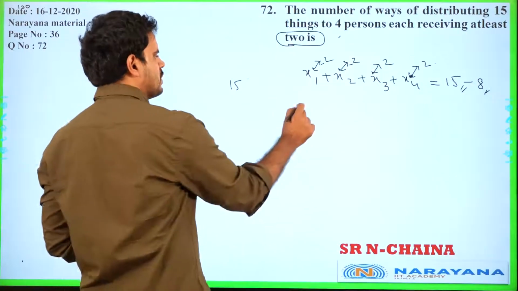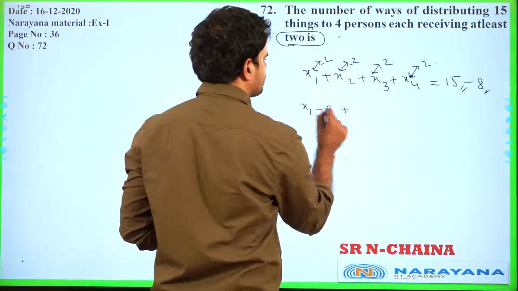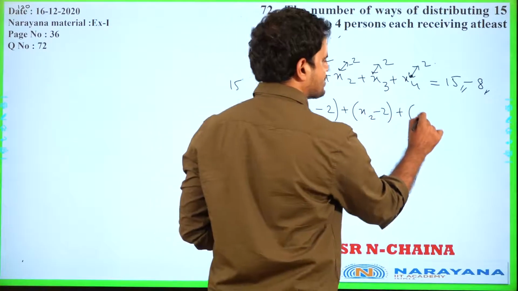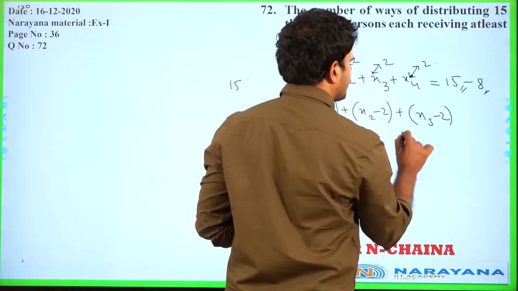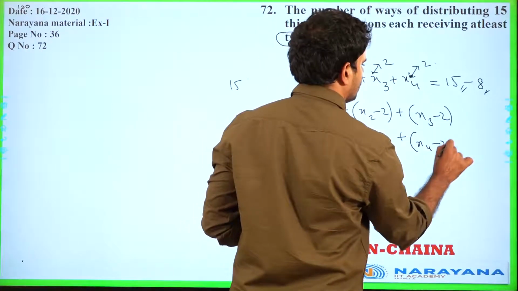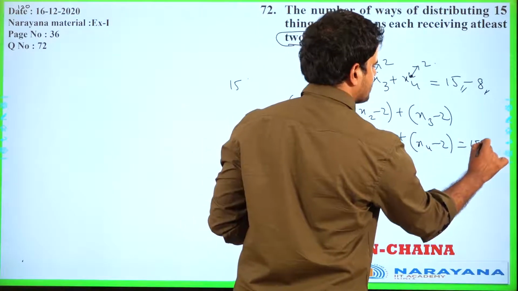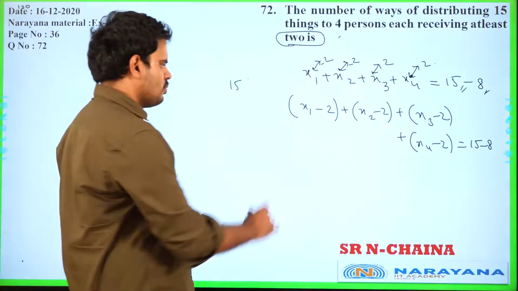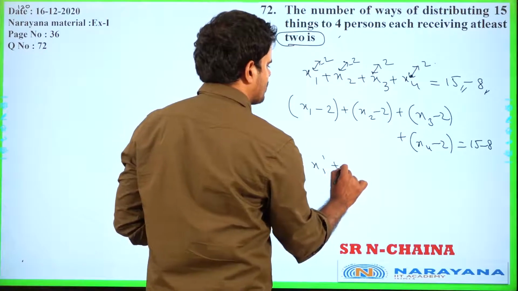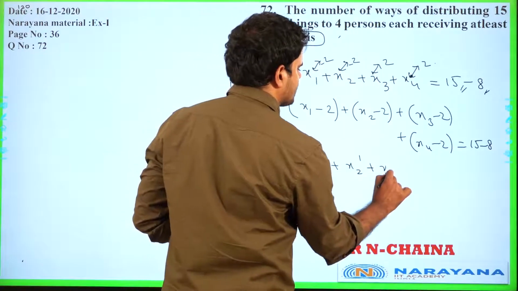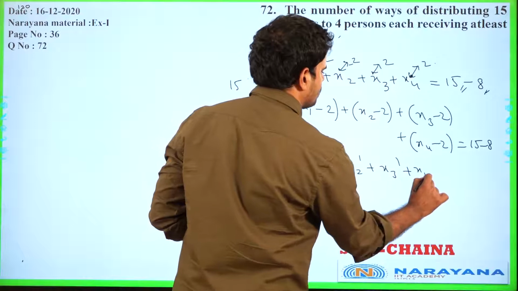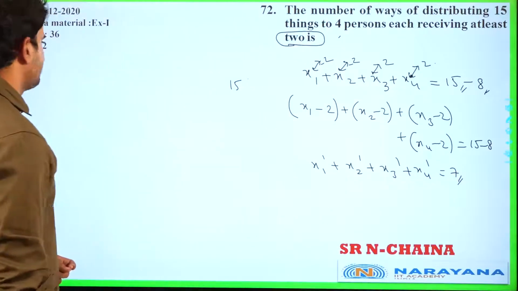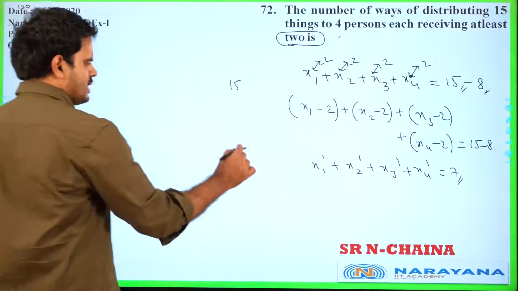So what does it become, people? You have X1 minus 2 plus X2 minus 2 plus X3 minus 2 plus X4 minus 2 equal to 15 minus 8. Till here we are good. Now what we got is X1 dash plus X2 dash plus X3 dash plus X4 dash equal to 7. Now it's looking like what, people?